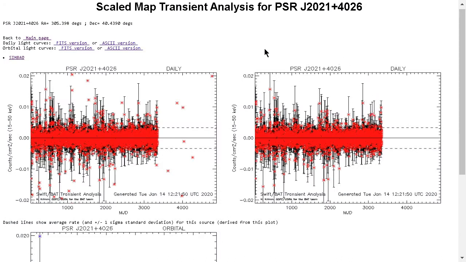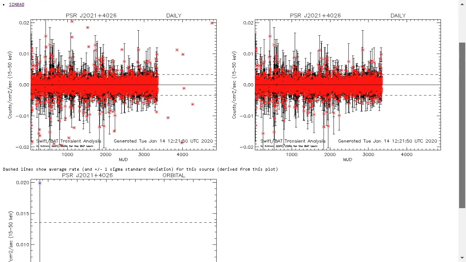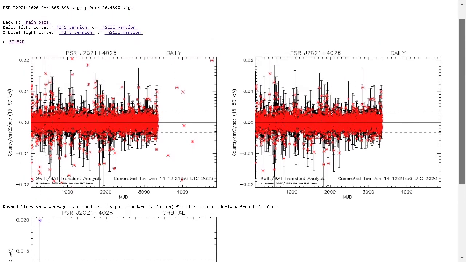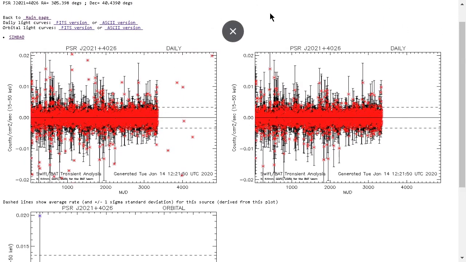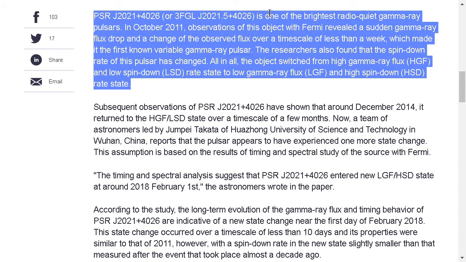And let's talk about Pulsar J2021+4026. Now this is another very interesting pulsar, as we've discovered something about its rotation and output that are inversely proportional to each other. Check this out. It's one of the brightest radio-quiet gamma-ray pulsars. In October 2011, observations with Fermi revealed a sudden gamma-ray flux drop and a change of the observed flux over a timescale of less than a week, which made it the first known variable gamma-ray pulsar.